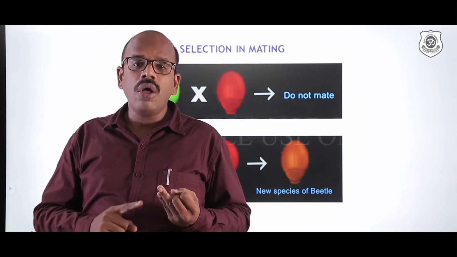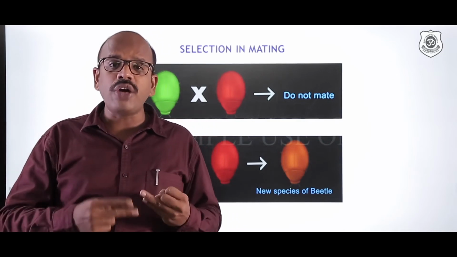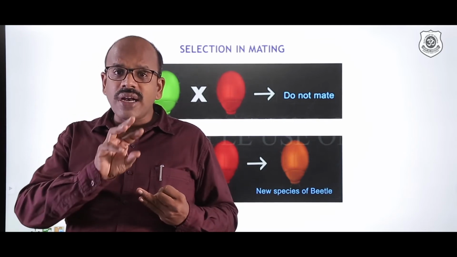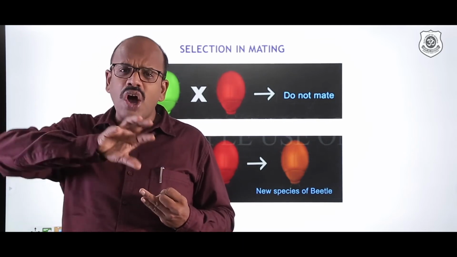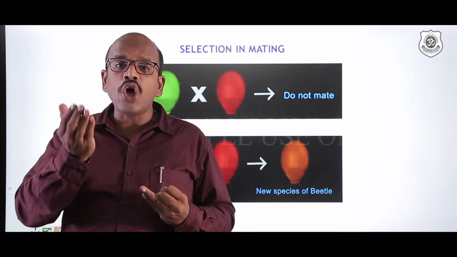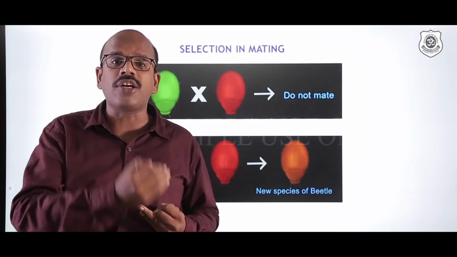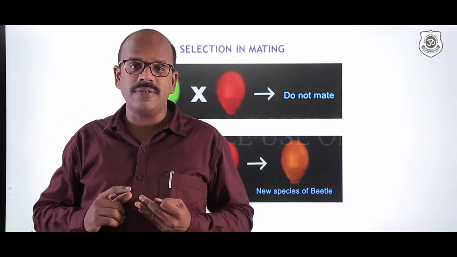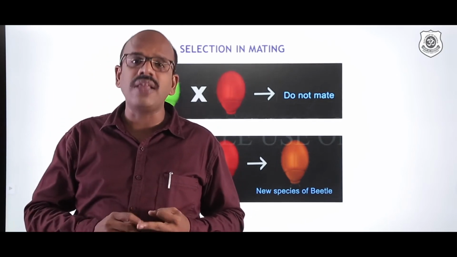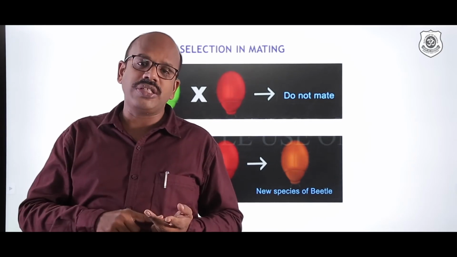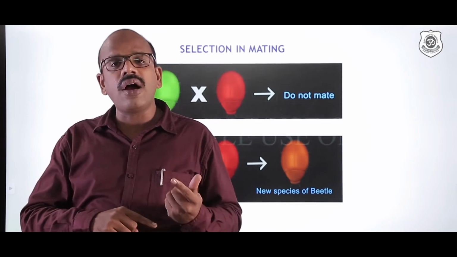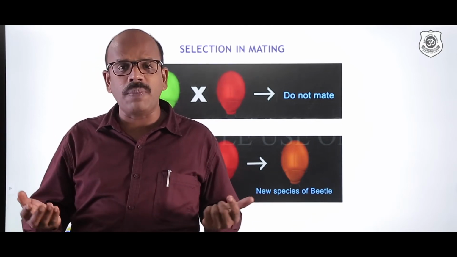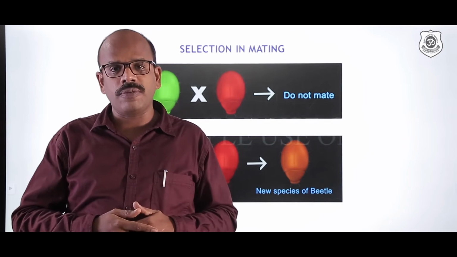Number two, when this variation takes place continuously and the organism that has undergone a lot of variation is not able to mate with its own parental population, that is, they are reproductively isolated, then you can say they are new species. And the third is, morphologically, they have become completely different from that of the parental population.